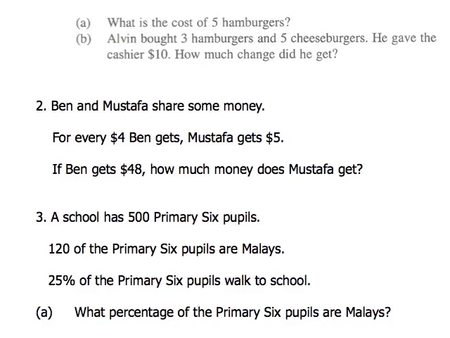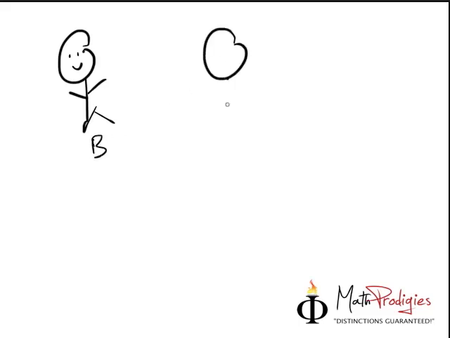For every $4 Ben gets, let's imagine for a while. This is Ben, and Ben is pretty happy. And then here comes along Mustafa, and Mustafa is even more happy. So let's draw a very huge smile. Why? Because for every $4, let's take a look here.